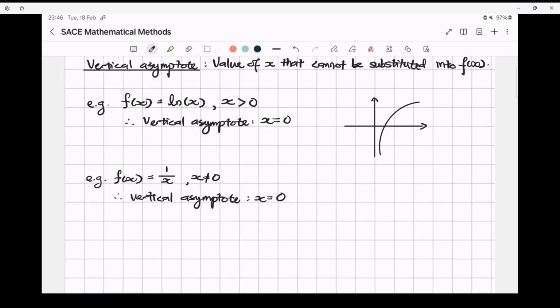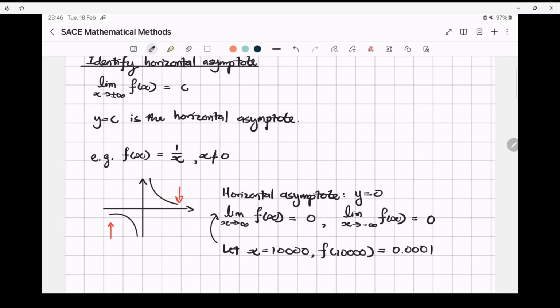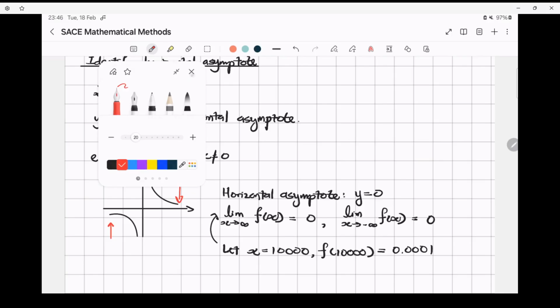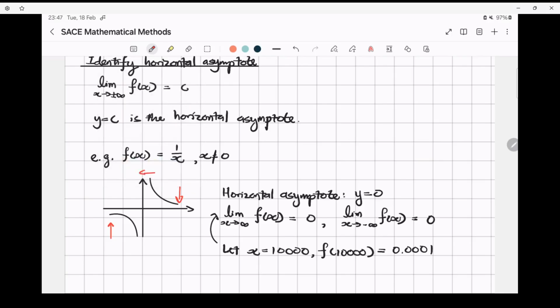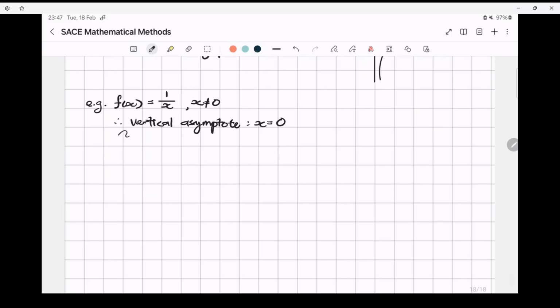So here you need to be a bit careful, because if you look back at your 1 over x graph, when you approach from the positive side, it goes to plus infinity, whereas when you approach from the negative side, it goes to minus infinity. So if you want to study the behavior of your function around this vertical asymptote, you need to pay more attention to this.